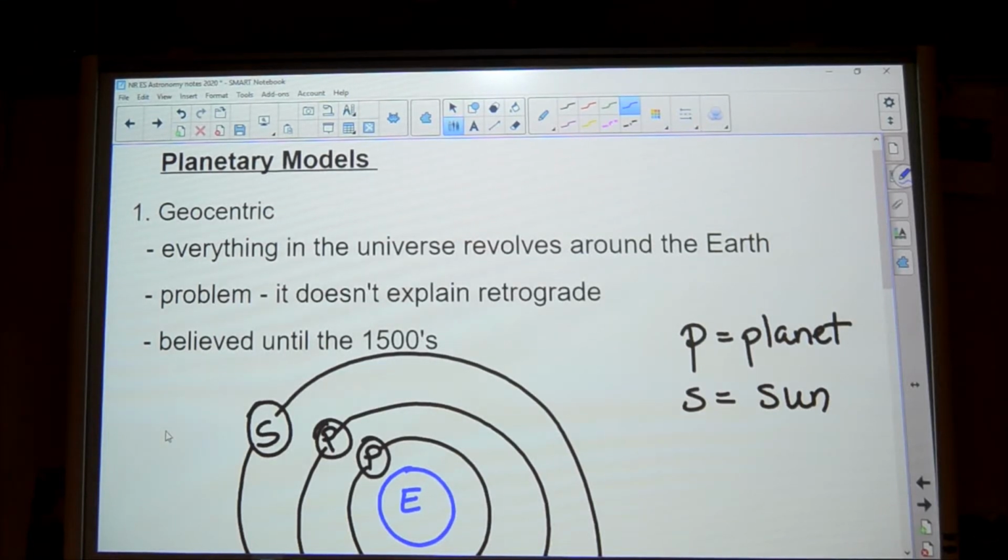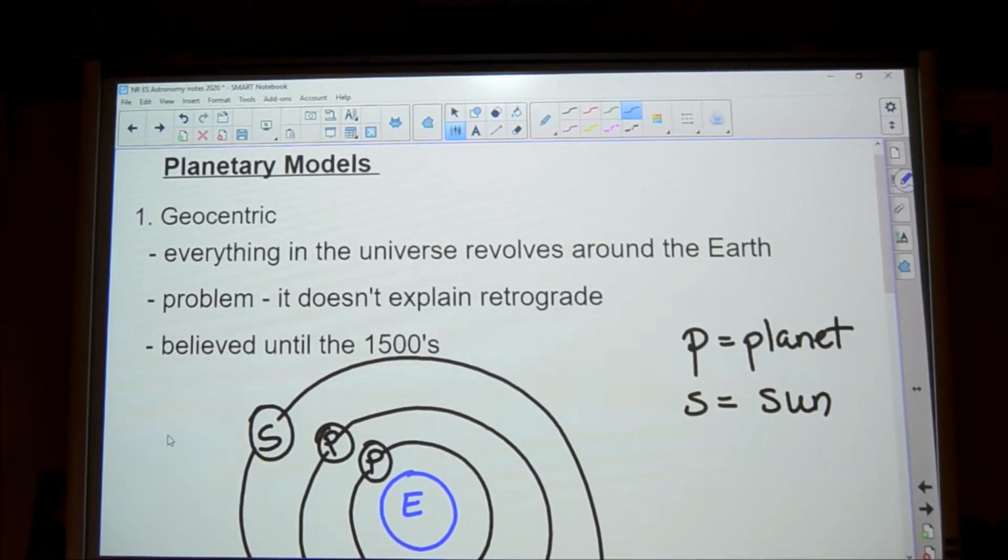I want to talk about planetary models. We're going to start with the geocentric. Geo prefix means Earth. Earth is in the center. So everything is revolving around the Earth: the sun, the moon, the planets, everything. Here's the only problem with that one.